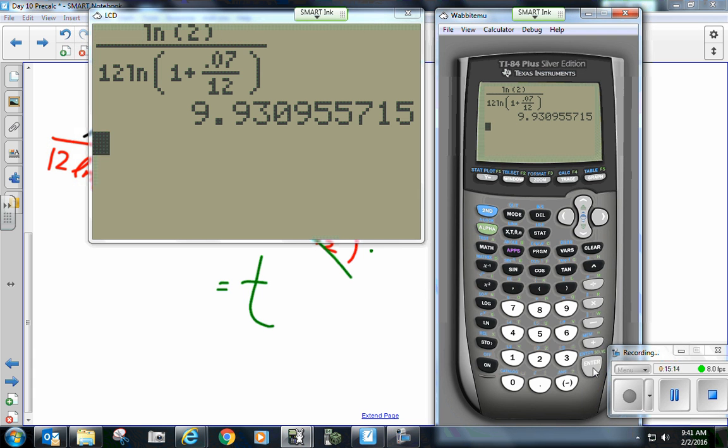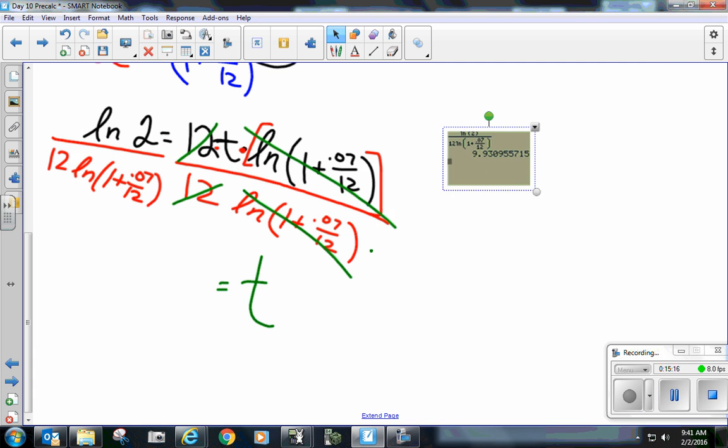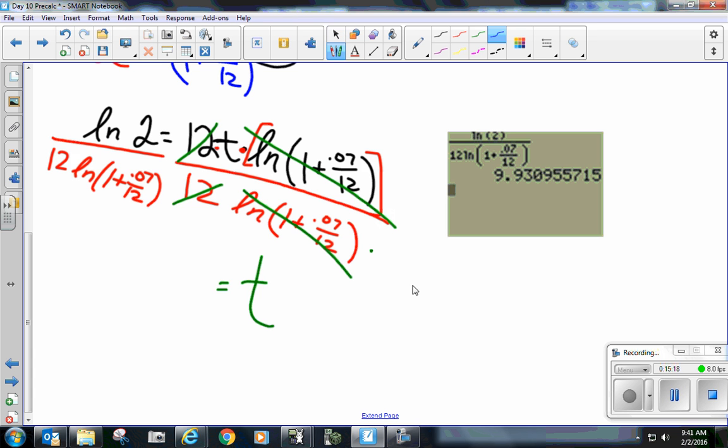9.93. So if you're a banker, what are you telling them? About 10 years. That is approximately 9.93 years. We will call that 10 years.